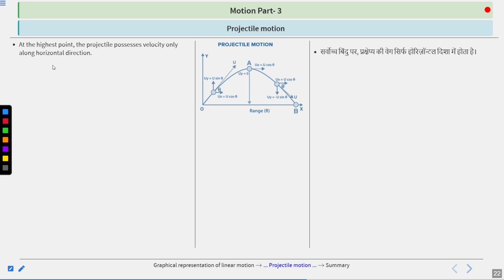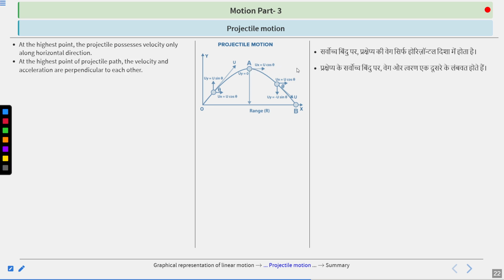At the highest point, the projectile possesses velocity only along the horizontal direction. At the highest point of the projectile path, the velocity and acceleration are perpendicular to each other.